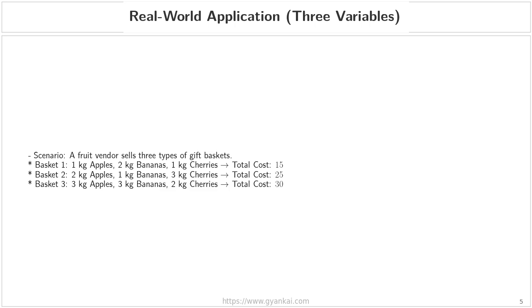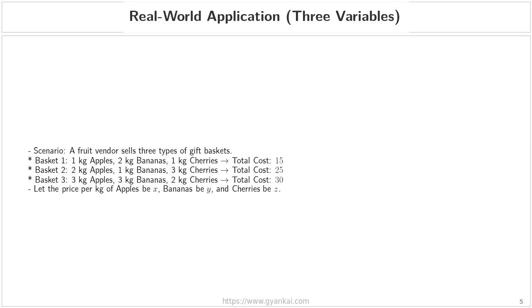Real-world application, 3 variables. Imagine a fruit vendor who sells 3 different types of gift baskets. The first basket contains 1 kilogram of apples, 2 kilograms of bananas, and 1 kilogram of cherries, for a total cost of $15. The second basket contains 2 kilograms of apples, 1 kilogram of bananas, and 3 kilograms of cherries, costing $25. The third basket consists of 3 kilograms of apples, 3 kilograms of bananas, and 2 kilograms of cherries, with a total price of $30.